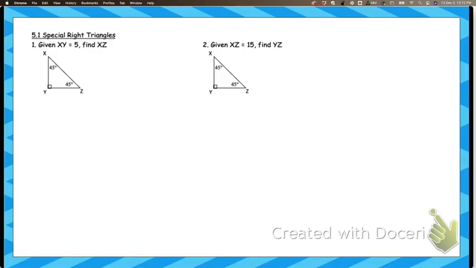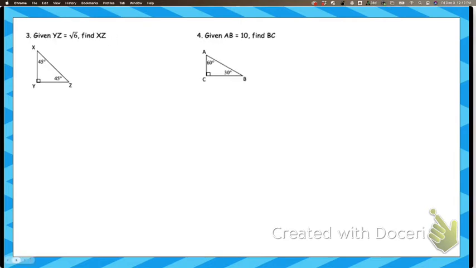All right. The iPad's a little frozen. So on this next one, 45, 45, 90 again. Sorry guys, my iPad is not wanting to cooperate.